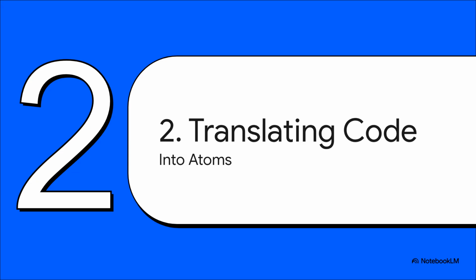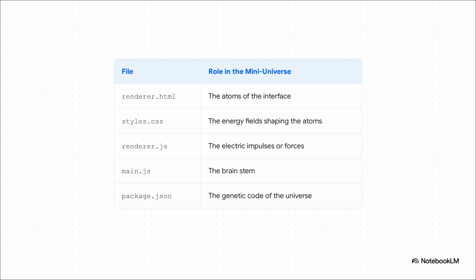Because the creator didn't just see files and folders, they saw a connection. A translation from the language of code into the fundamental language of the universe itself. And this is where your perspective just completely flips. Look at this. The HTML file isn't just for layout anymore. It's the atoms of this little digital universe. The CSS file isn't just for colors. It's the energy field that shapes how those atoms behave. And get this, the package.json file, the one that defines the whole project, that's its genetic code, the DNA of this tiny cosmos. All of a sudden, writing code becomes an act of creation in the most profound way you can imagine.